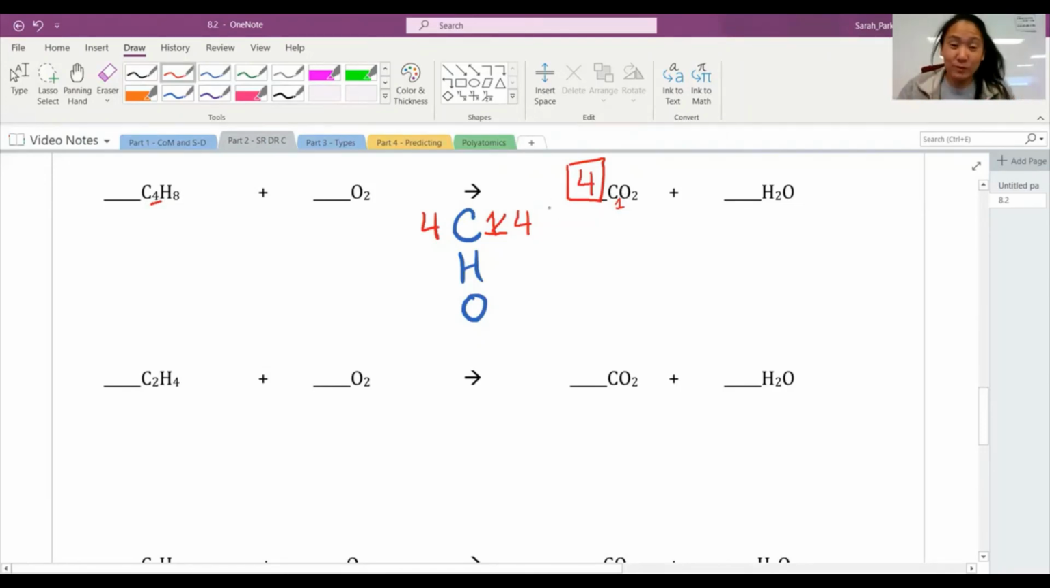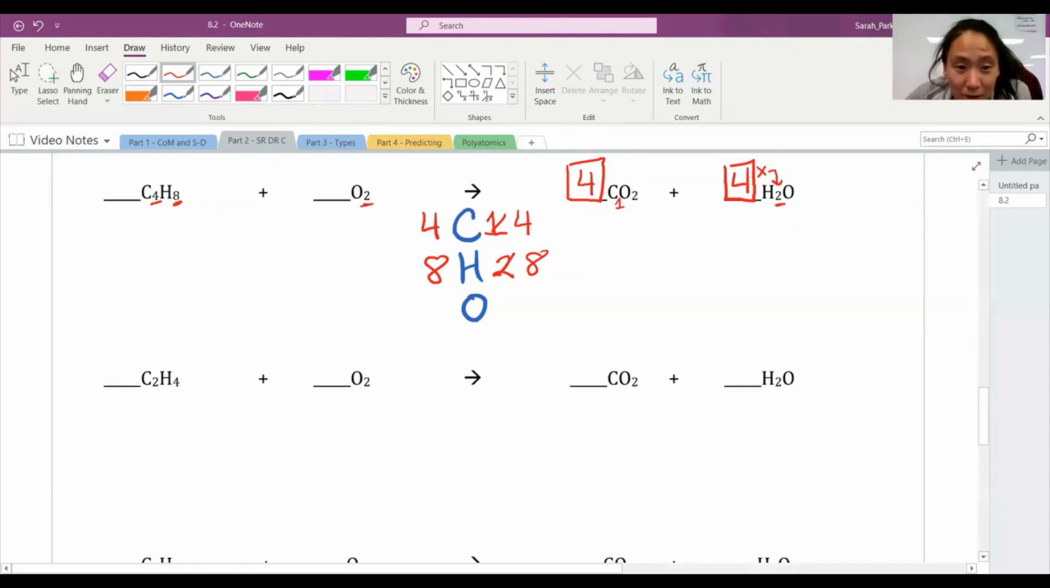Great. Then what are we going to focus on? Your H's. You have 8 on the left, but how many H's do you have on the right? I only have 2. So this 2 needs to become an 8. What number times 2 gets me to 8? No adding, you have to multiply. What times 2 gets me to 8? 4, right? 4 times 2 is 8. Now our H's are balanced. Now we move on from there.